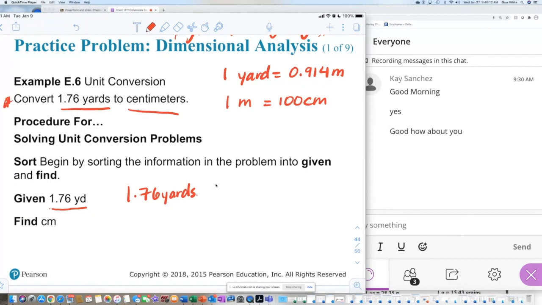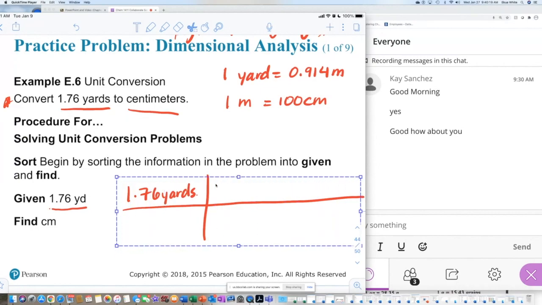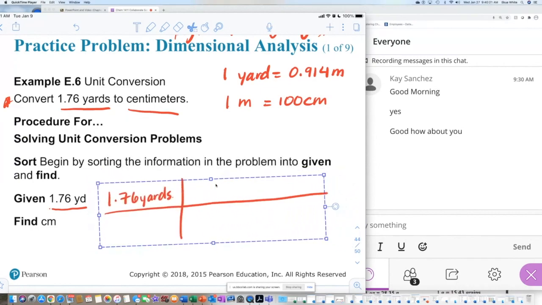Okay. Then I draw my conversion brackets. I'm actually realizing I may need a little bit more space. Let me try to move this a little bit to the left there. Make it slightly smaller.